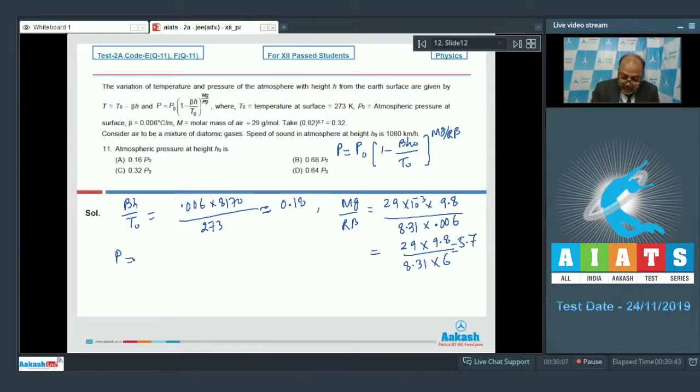So the value of pressure P is P naught into 1 minus 0.18, which is 0.82, raised to the power 5.7. Now we have been instructed already to take 0.82 raised to the power 5.7 as 0.32. So this value is 0.32 times P naught. If we look at the options, it is matching with option C. So option C is correct. Let's go to the next question now.